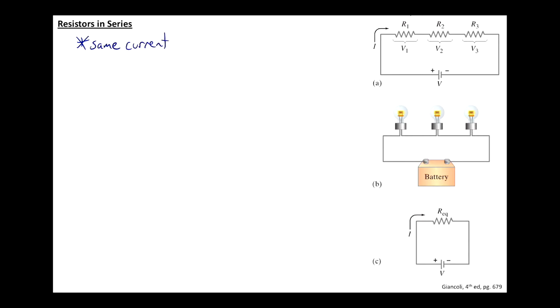All resistors in series have the same current. However, they may have different voltage or potential difference. What is that word I just wrote?